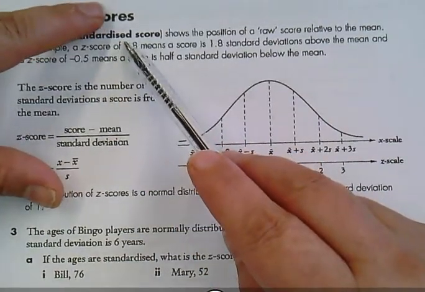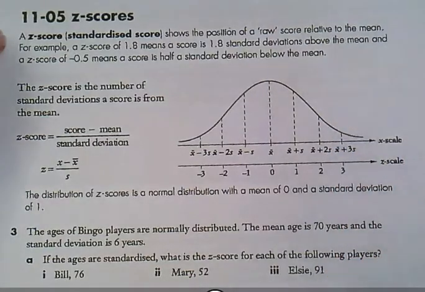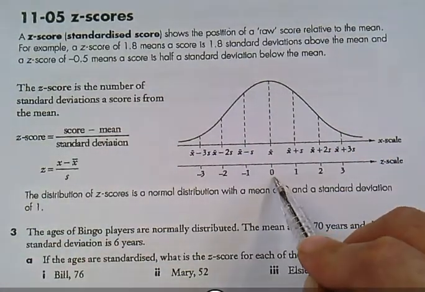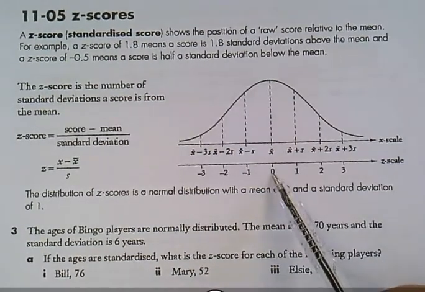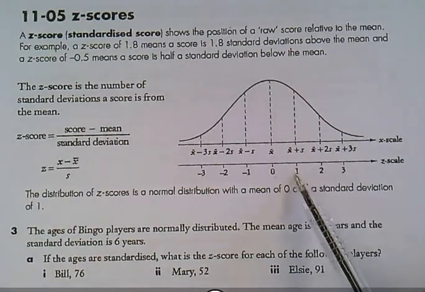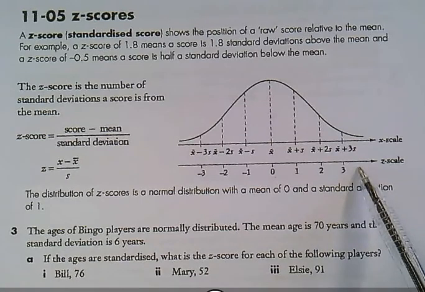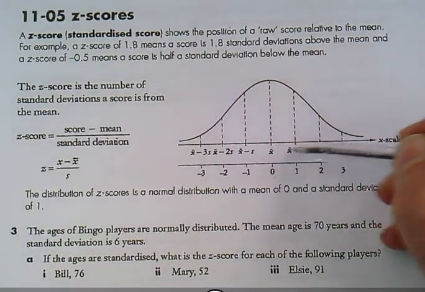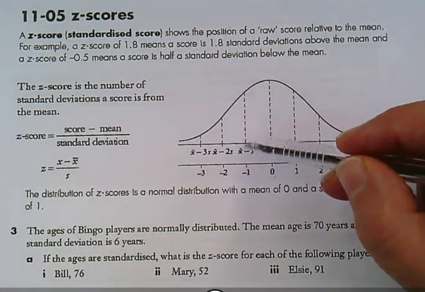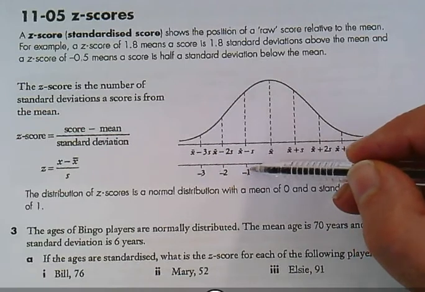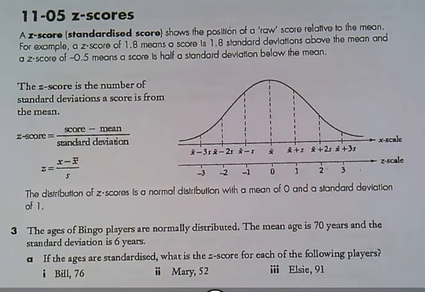Z-score is a standardized score which shows the position of a raw score relative to the mean. So we let the mean have a Z-score of 0. Mean plus 1 standard deviation means Z-score of 1, plus 2 standard deviations, Z-score 2, plus 3 standard deviations, Z-score 3. Isn't it easier, instead of writing all that, just to go 0, 1, 2, 3, negative 1, negative 2, negative 3? Mean minus 1 standard deviation, you just write negative 1. Mean minus 2 standard deviations is negative 2. Mean minus 3 standard deviations is negative 3.